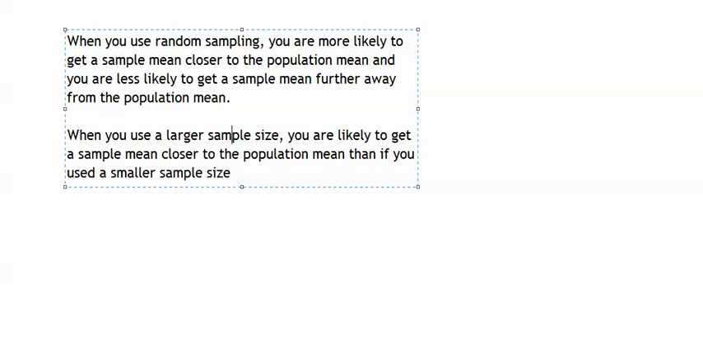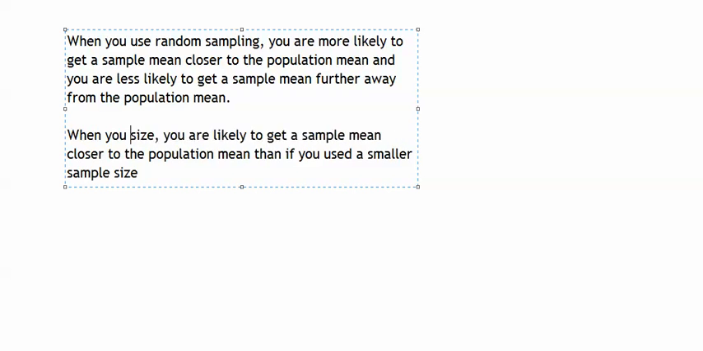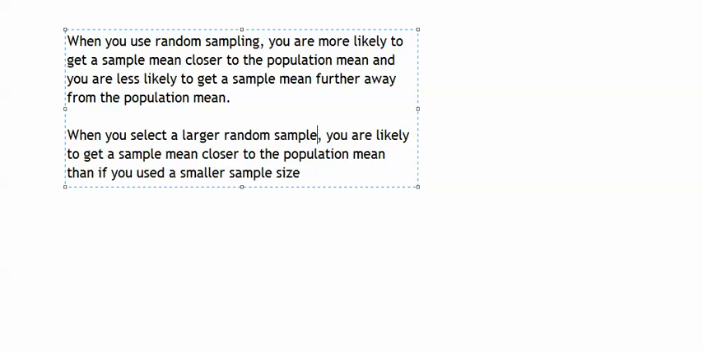Or I could rephrase this and say, when you select a larger random sample, you're likely to get a sample mean closer to the population mean than if you selected a smaller random sample. So when you select a larger random sample, you are likely to get a sample mean closer to the population mean than if you had selected a smaller random sample.